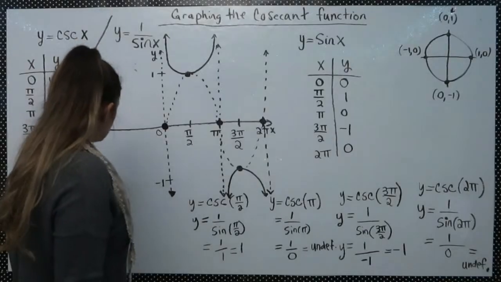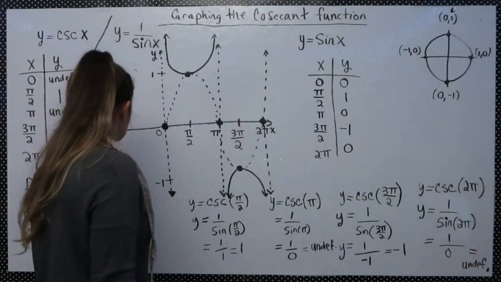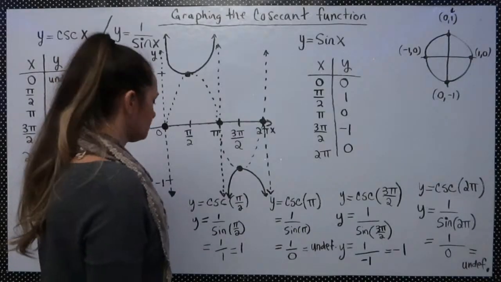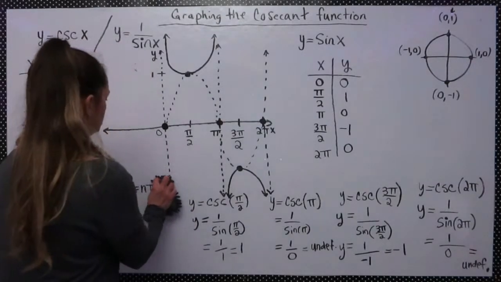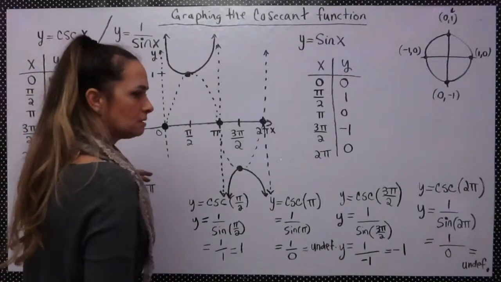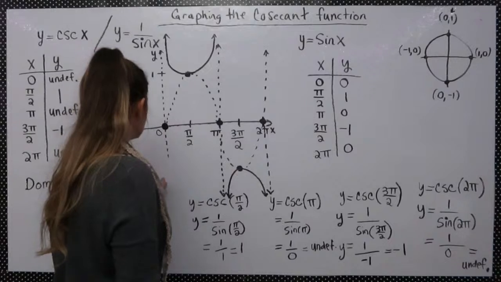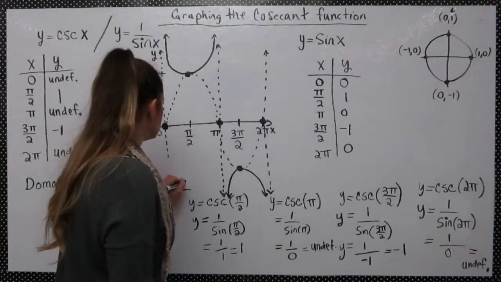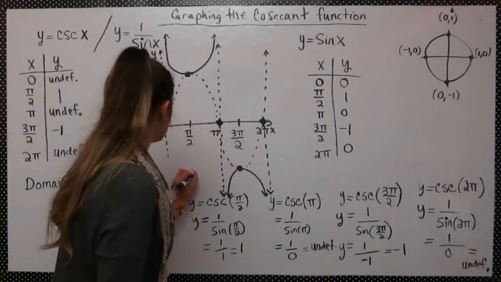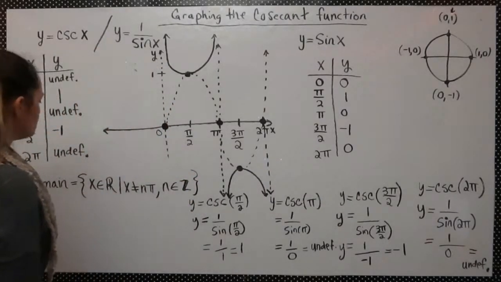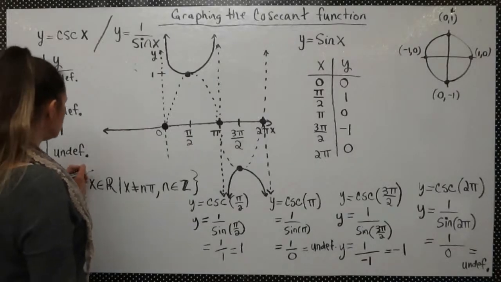And it's such that x is not n times pi. Okay, there it is. n times pi. And n is an element of the integers, the Z's. Then end it with the curly brace. So this would be the technical domain in set notation.